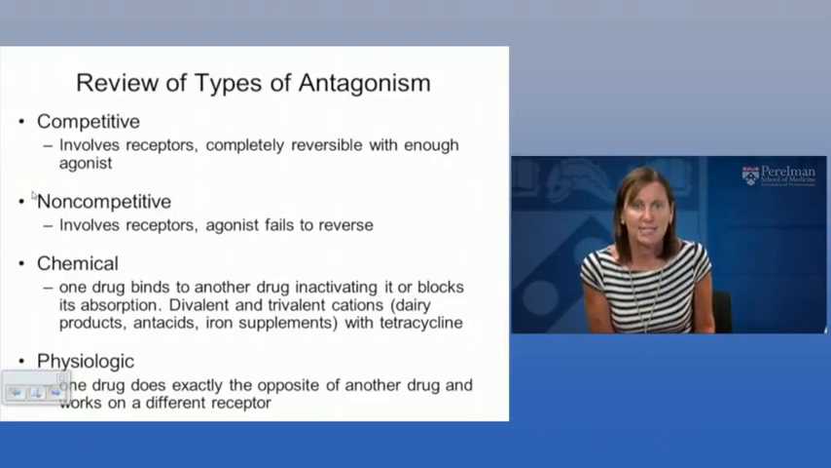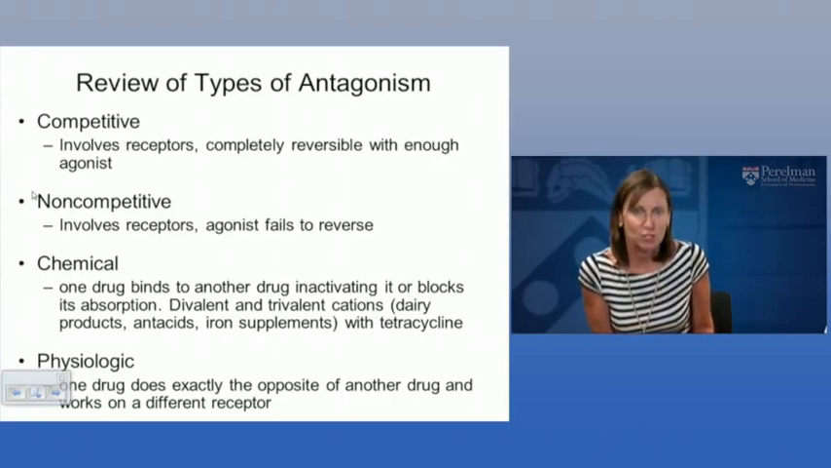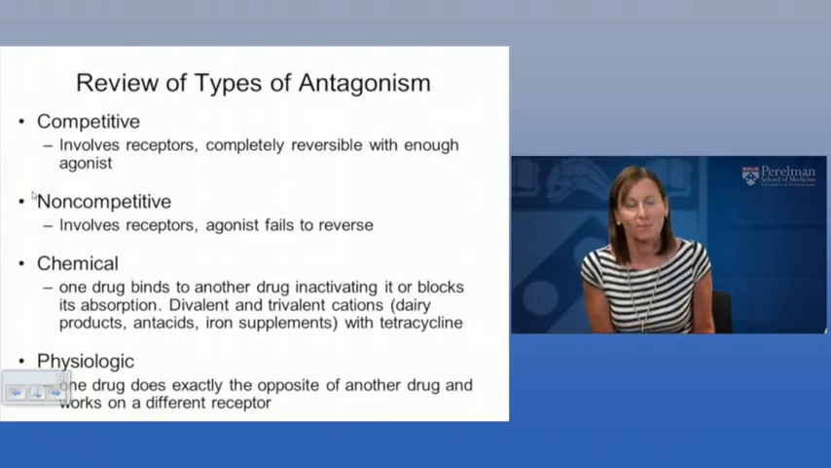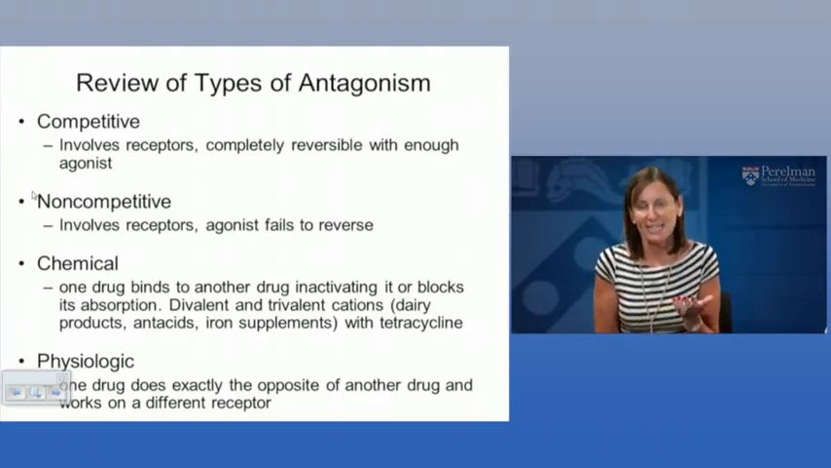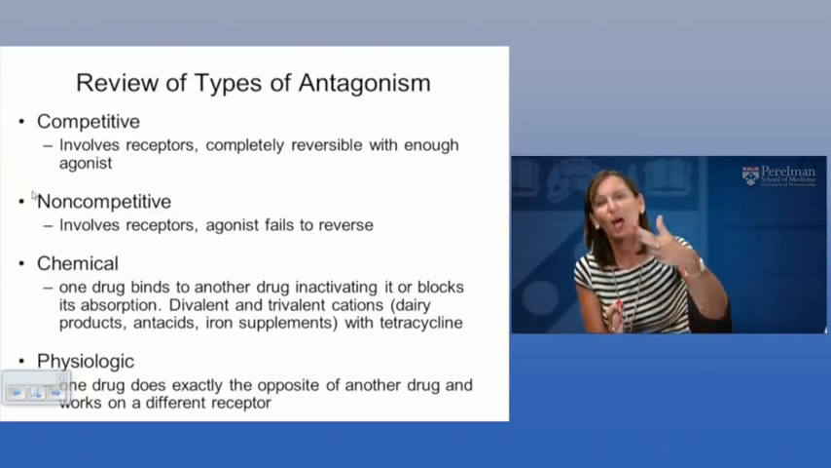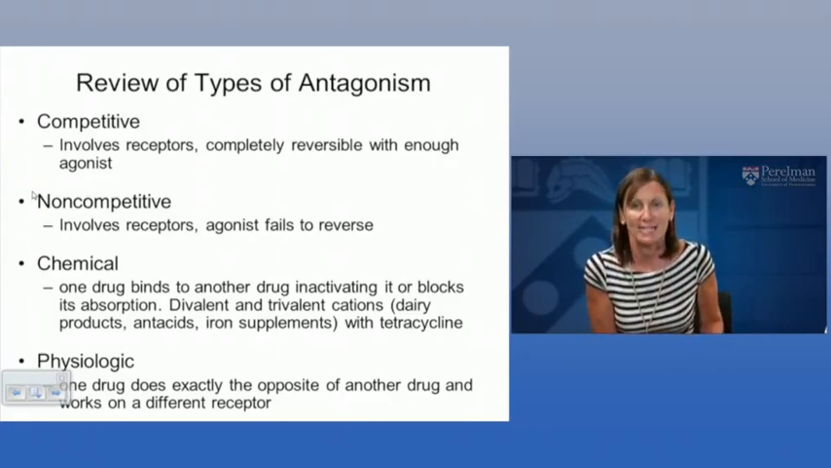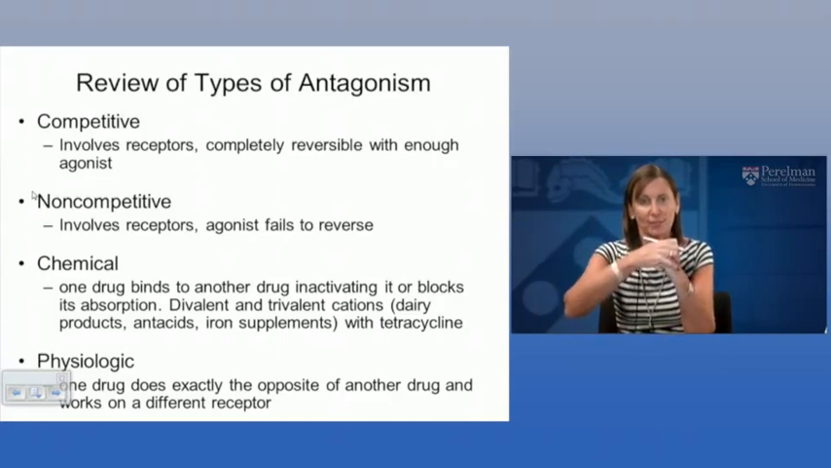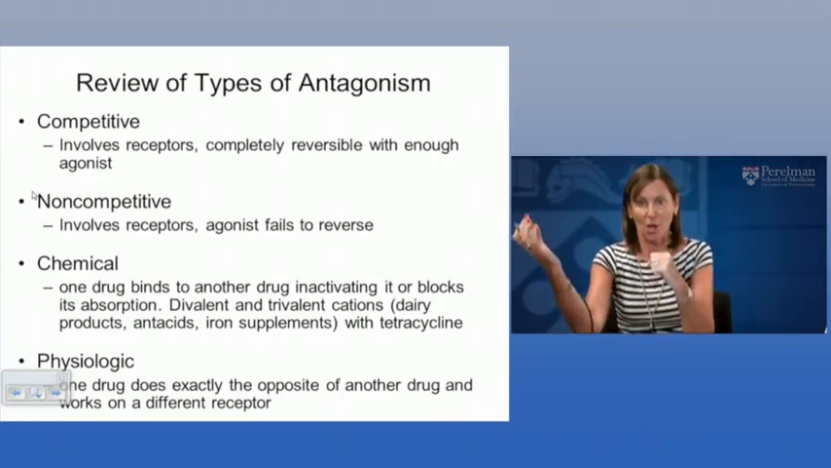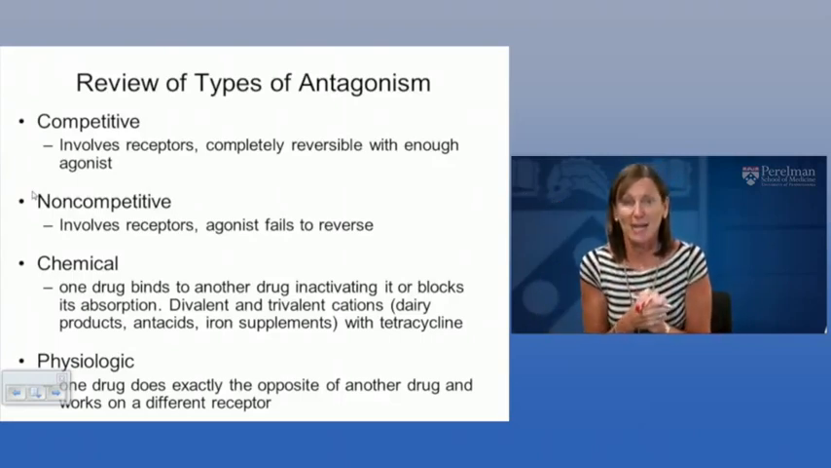So competitive antagonism involves receptors. It is reversible as long as you deliver enough agonism. In other words, it's surmountable. So you can have a degree of antagonism on board, but if you keep on increasing the dose of the agonist, you'll overcome the antagonist. And this is this idea of receptors binding drugs. So drugs come onto receptors, they come off the receptors. So there's the opportunity for competition for the binding sites.